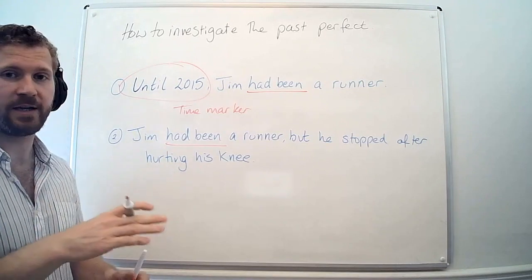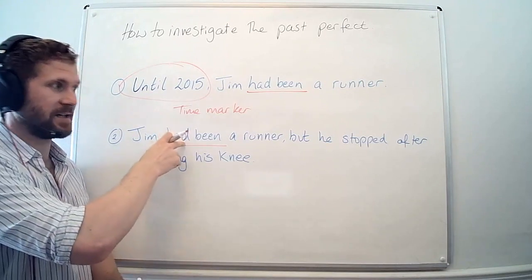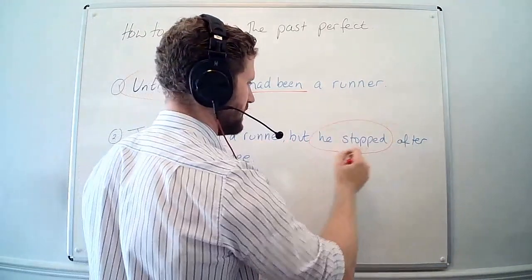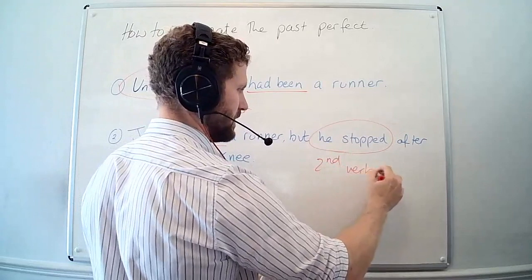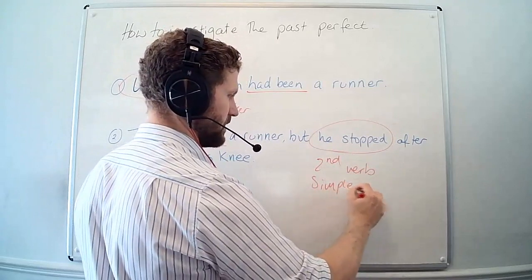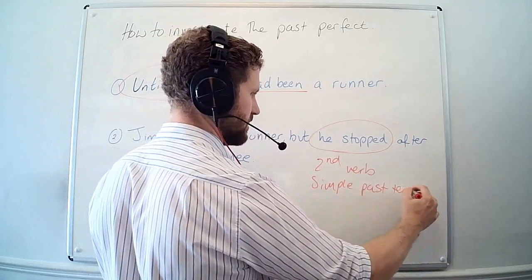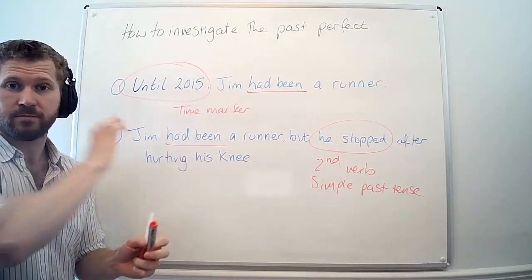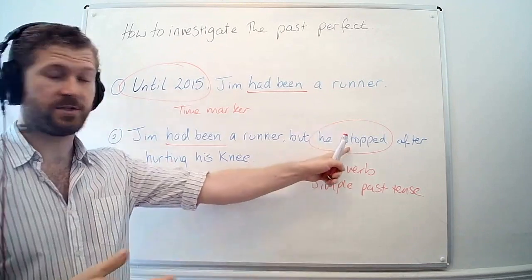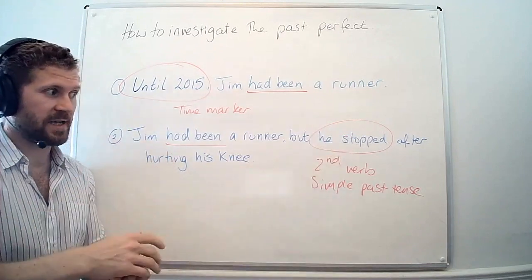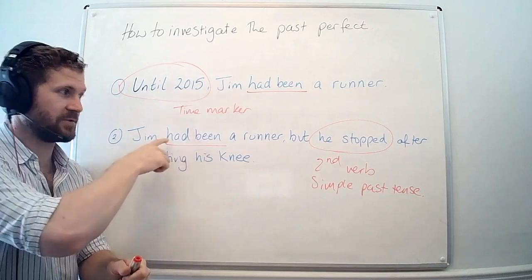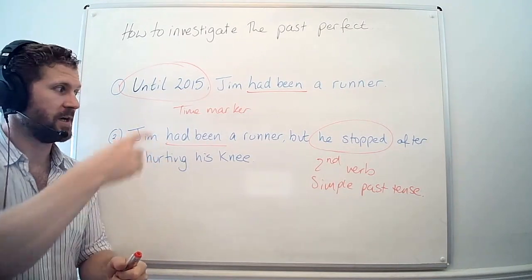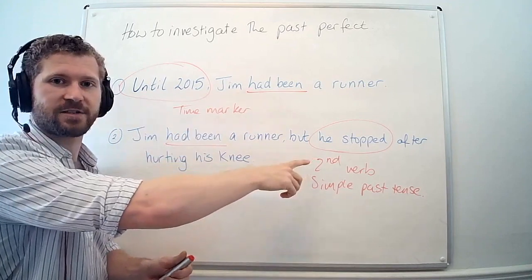We've got a similar thing in this second example. We've got he had been a runner, but this time I don't have a time marker. I've got a second verb, and this time it's in the simple past tense. And so, as before, he was a runner before he stopped. That second verb in the simple past tense comes after the verb in the past perfect tense. We've got a bit of ordering here. In this case, two verbs: past perfect comes first, simple past comes second.